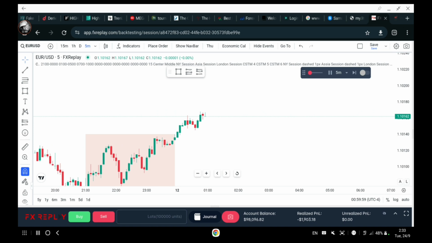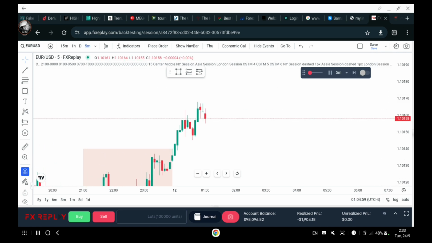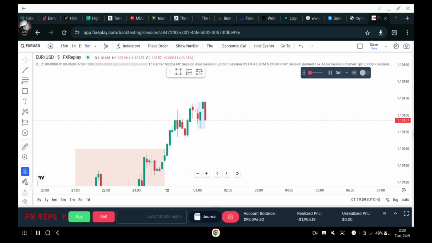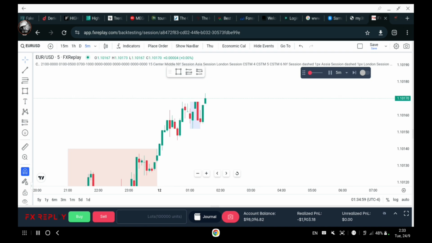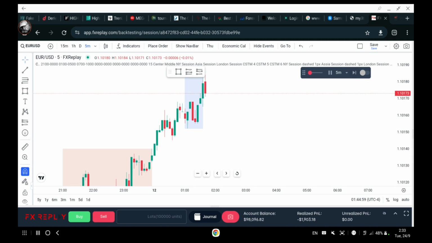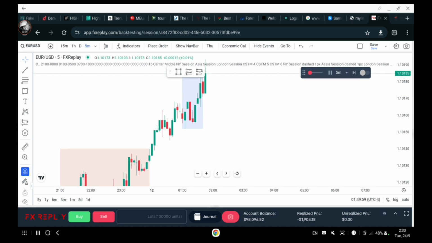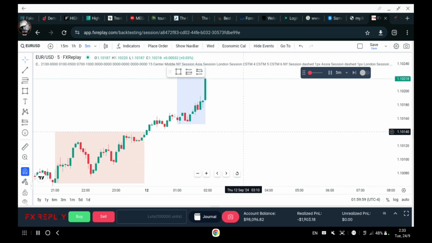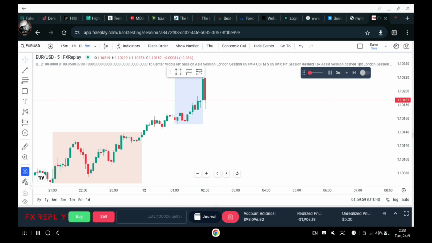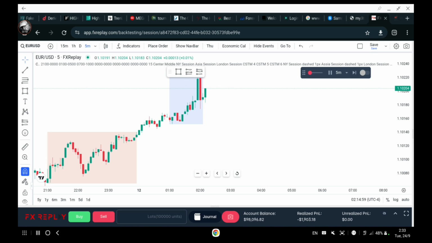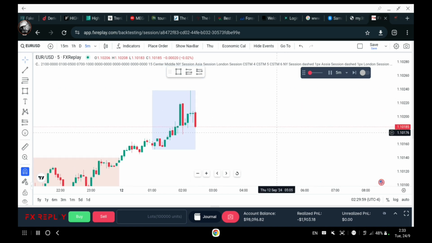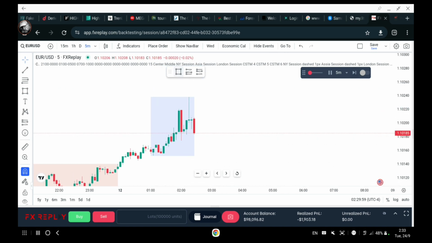Let's see if we have a fair value gap. Oh, it's before the session. Session is started. It's not valid. Okay, we have a fair value gap. It's a singular one. And we get an inversion right there. That's a nice one. You can clearly see it. The singular fair value gap inverted right there.